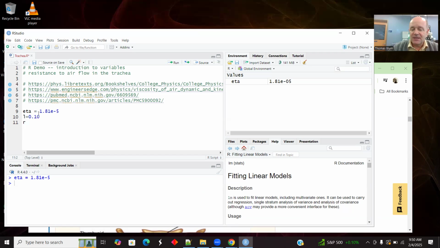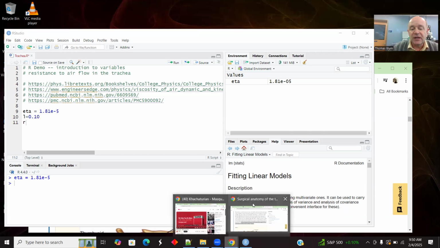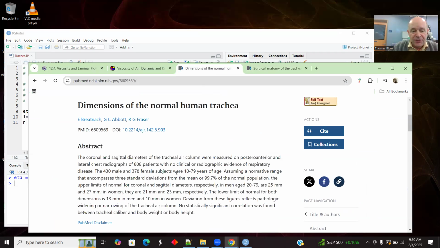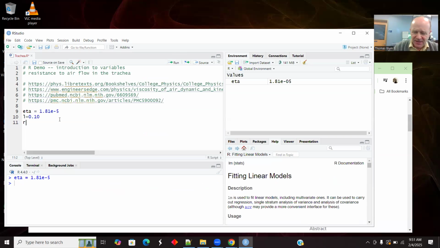And then the radius of the trachea. They have a big study here. Let's say men 20 to 79, 25 to 27 millimeters. This is the diameter, and I want the radius, so I'm going to have to divide by 2. This is in millimeters and I want meters, so I'm going to have to move the decimal place 3 places. So I'm going to put in 0.00125 for the radius.